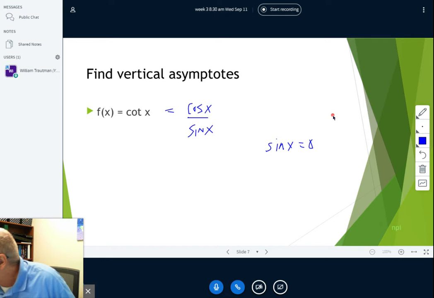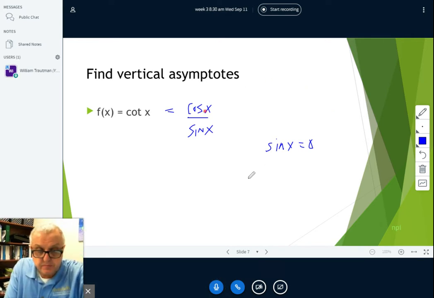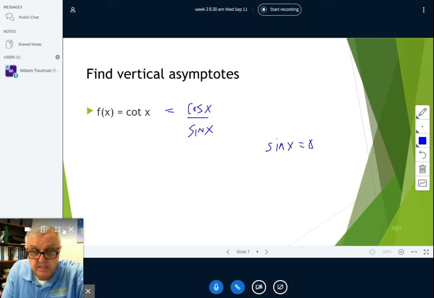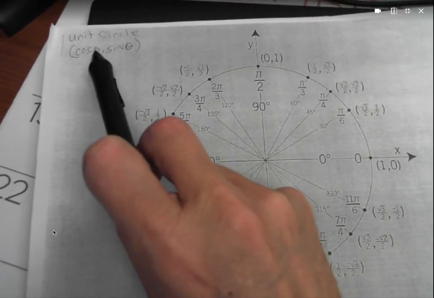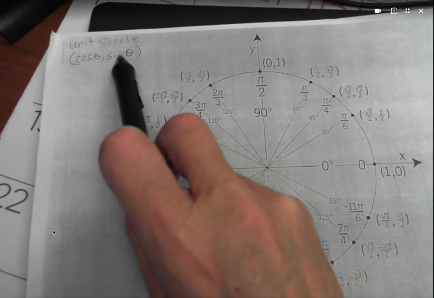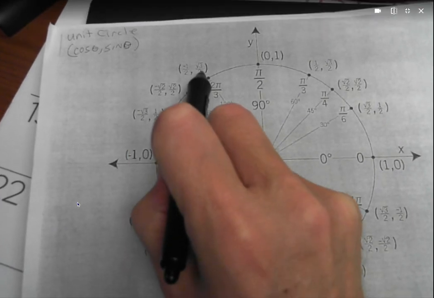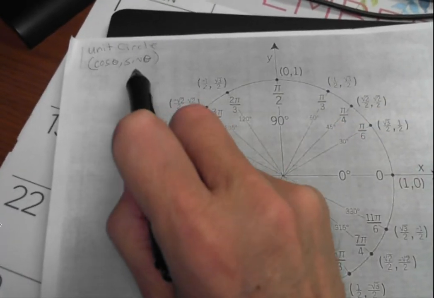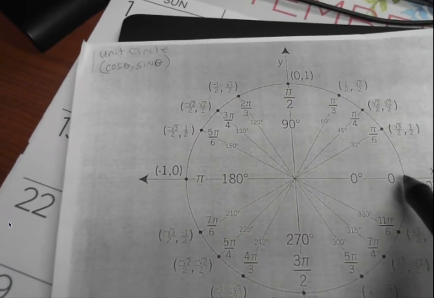Break out your unit circle. Remember, you're allowed to use this on the test. Wherever sine x equals 0. And here's the unit circle I posted in the module that you can use on the test. And we're saying where sine x equals 0. Sine is the y part of the coordinates in the unit circle. So where is the y equal to 0?